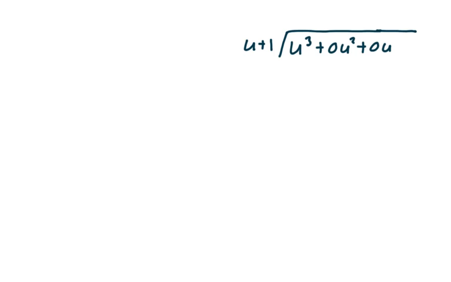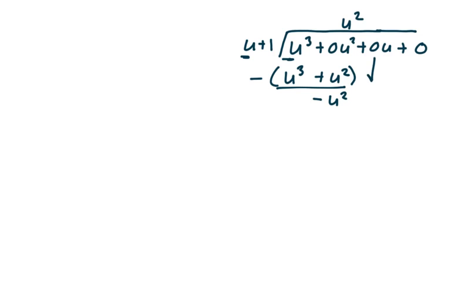Notice how the degree in the numerator is bigger than the degree of the denominator. So let's fill in the missing degrees. So we have u cubed plus 0u squared plus 0u plus 0. Now u goes into u cubed, u squared times. So we get u cubed plus u squared. If I subtract, I get negative u squared, bring down the 0u.